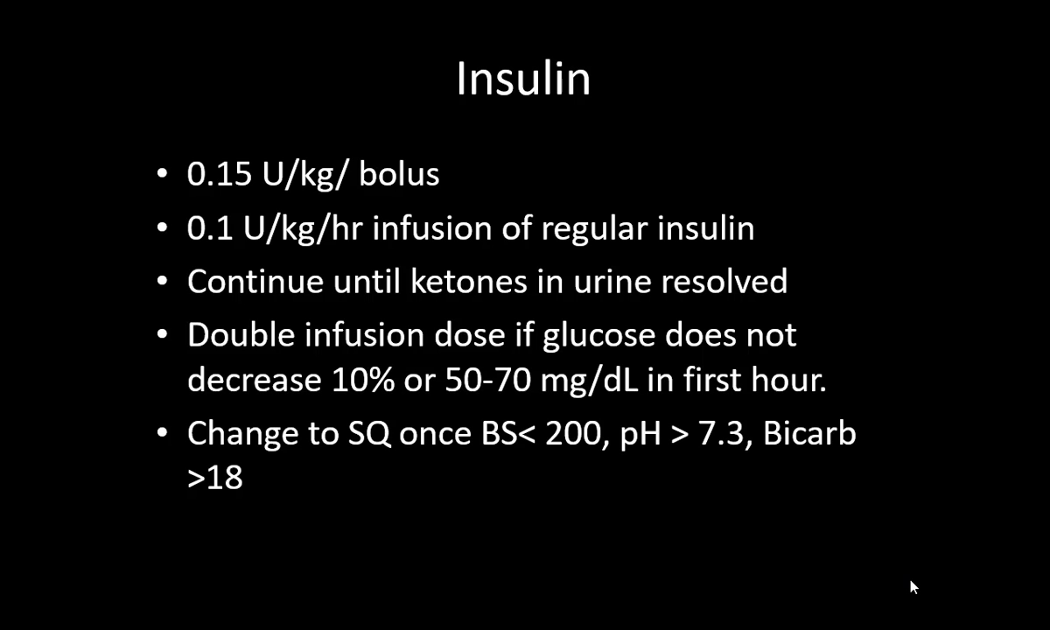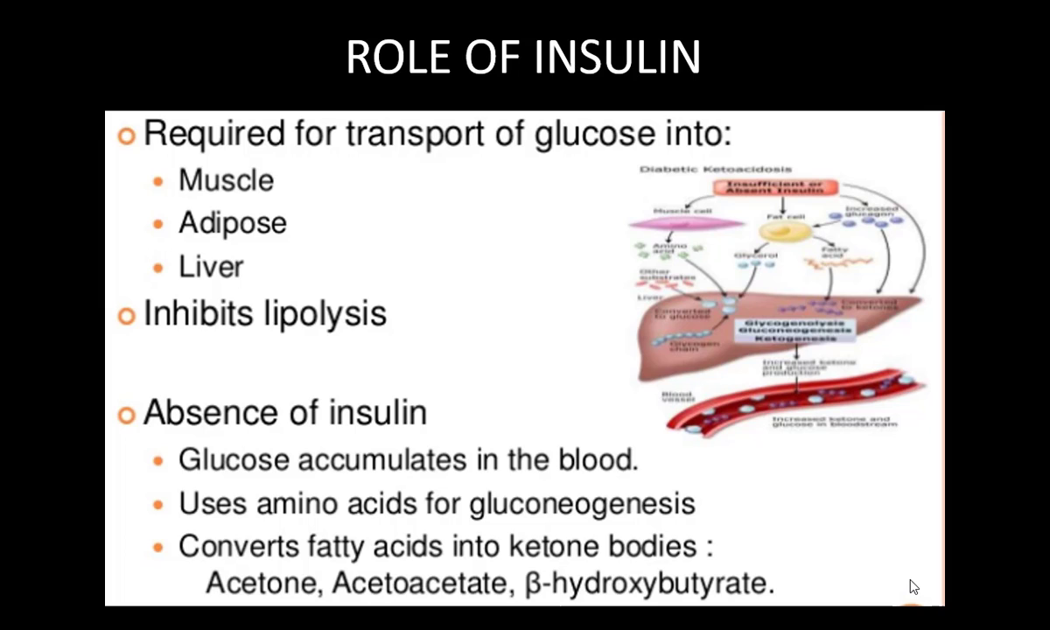and we eventually change this into the subcutaneous form when the blood sugar is below 200, pH is better, bicarbonate is better. So basically the patient is getting adequately resuscitated. So what is the role of insulin? Basically it is required for transport of glucose into the muscles, adipose tissues and the liver. It also inhibits the lipolysis.